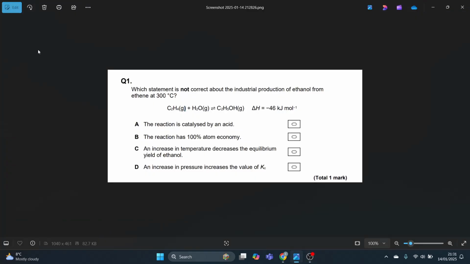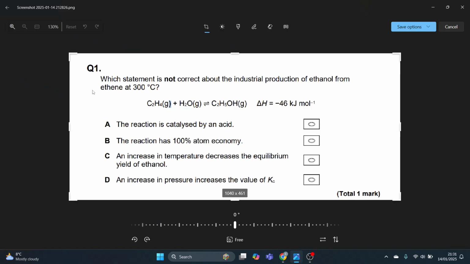Alcohols, multiple choice questions, aka A-level chemistry. So question 1, which statement is not correct about the industrial production of ethanol from ethene at 300 degrees Celsius?